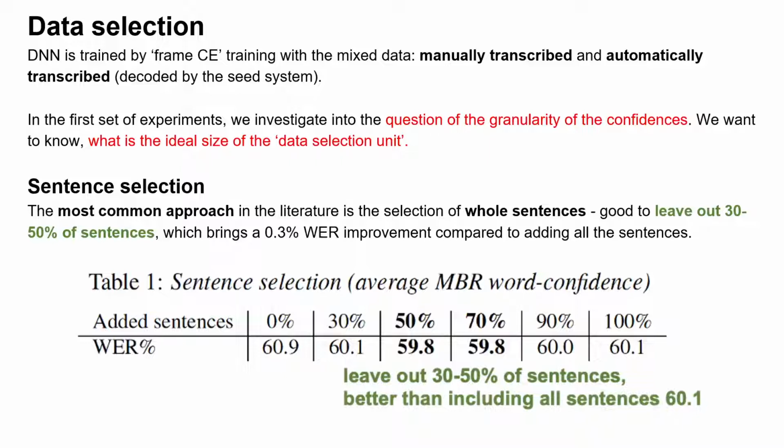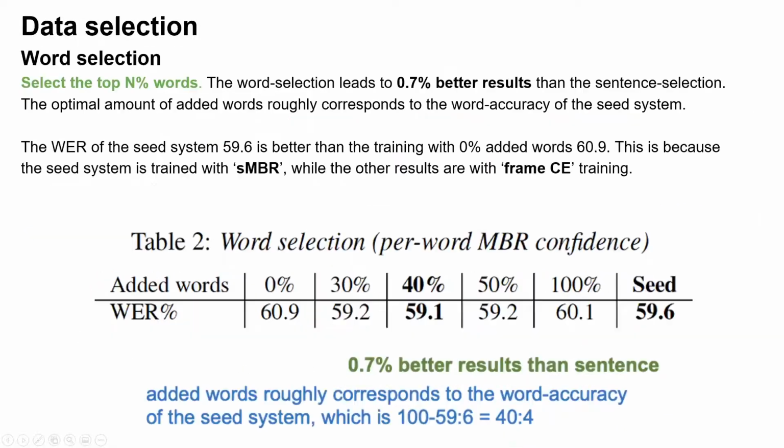In the literature, in many places whole sentences have been used. Here, what they have done is look at how WER is impacted if you keep all the sentences, or if you remove 30%, 50%, or 70% of sentences. If you remove 30 to 50% of low confidence sentences, you get the WER which is best, the lowest of all the possibilities shown here.